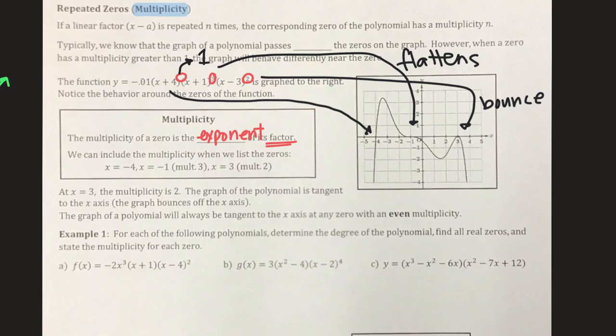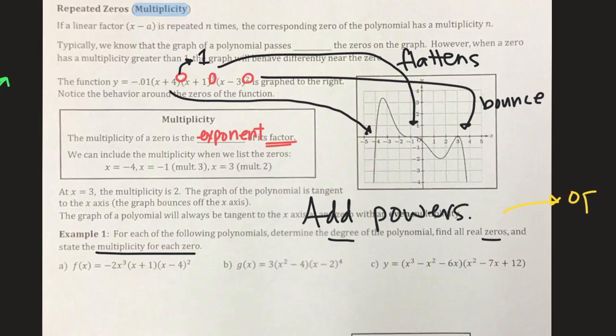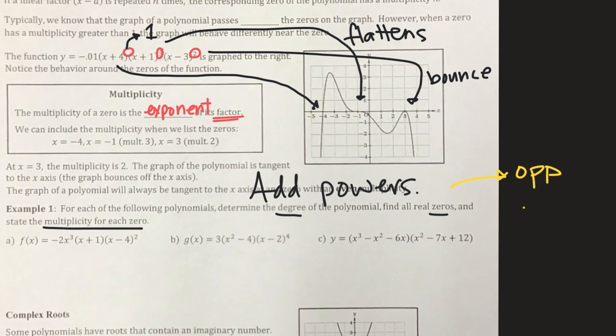For each of the following polynomials, determine the degree, find all the real zeros, and state the multiplicity for each one. To find the degree, we're going to add all the powers together. Look at all the x terms and add all of their powers. The zeros are always opposite of your sign. So if you have a plus in a factor, then that's a negative zero. So we're going to set your factors equal to 0 and then solve.